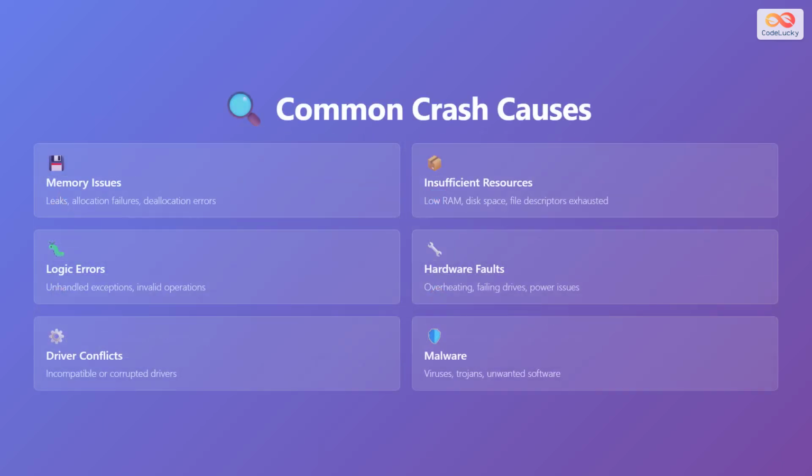Programs crash for many reasons. Memory issues are very common, including memory leaks where the program loses track of memory it has used. Insufficient resources means the computer runs out of memory, disk space, or other critical resources. Logic errors happen when the programmer makes mistakes in the code that cause the program to behave unexpectedly. Hardware faults can occur if your computer's hardware is failing or malfunctioning. Driver conflicts happen when different drivers do not work well together. Malware can also cause crashes if your computer is infected with viruses or other harmful software.